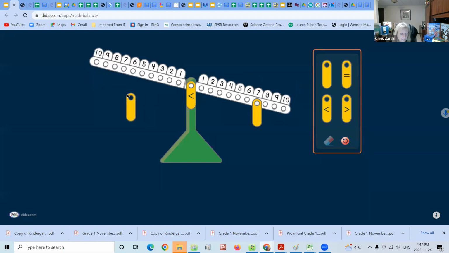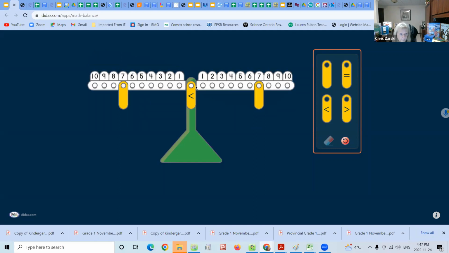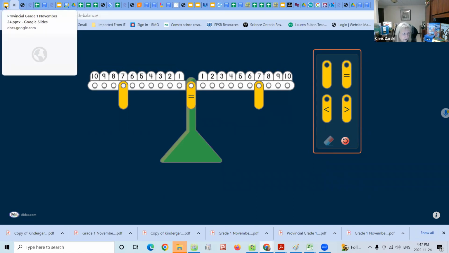If I want to make them the same, I'm going to move it over. I verify that it is the same. I'm going to swap it and I'm going to grab my equal sign. Okay, so just another tool, another representation.